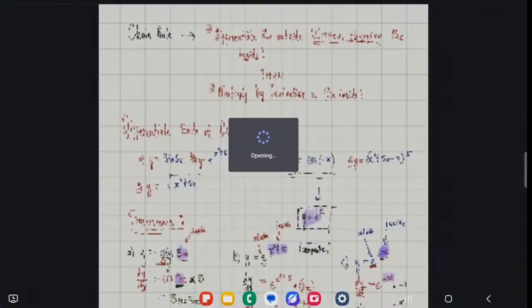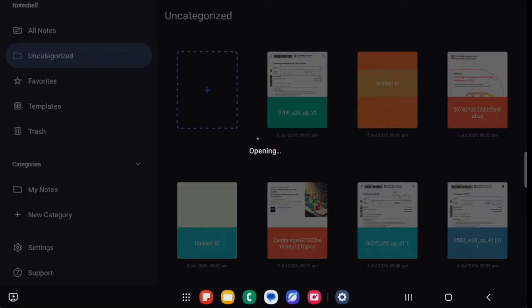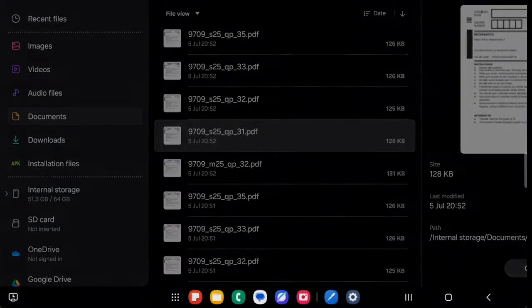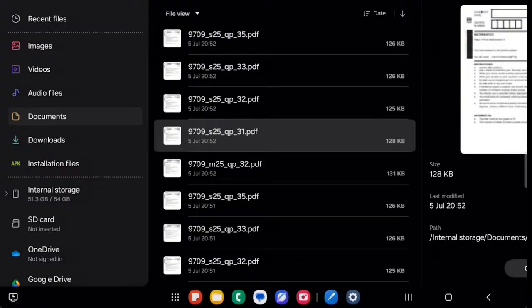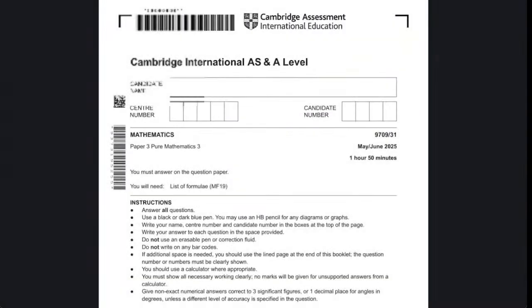You've done all the methods. You're just left with two more, which is the derivative of parametric and then the one for implicit. Then now we need to practice. Practice makes perfect.